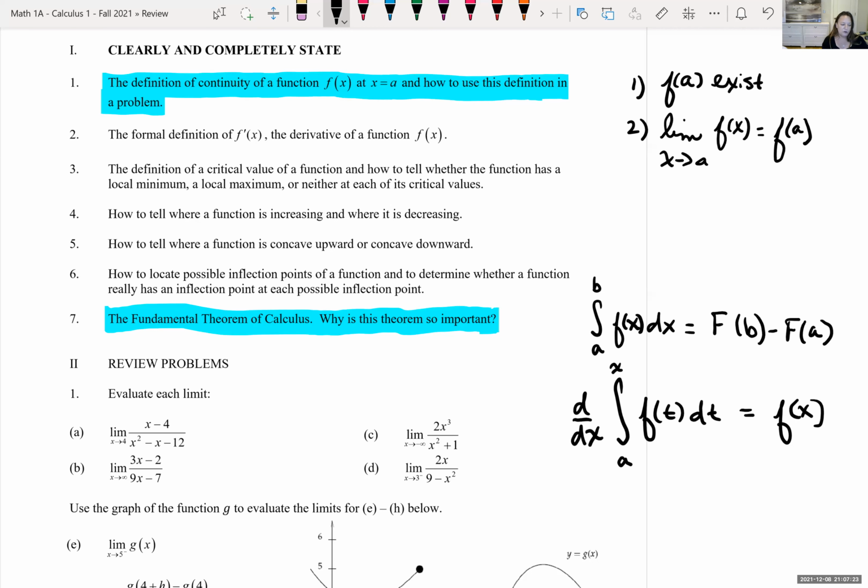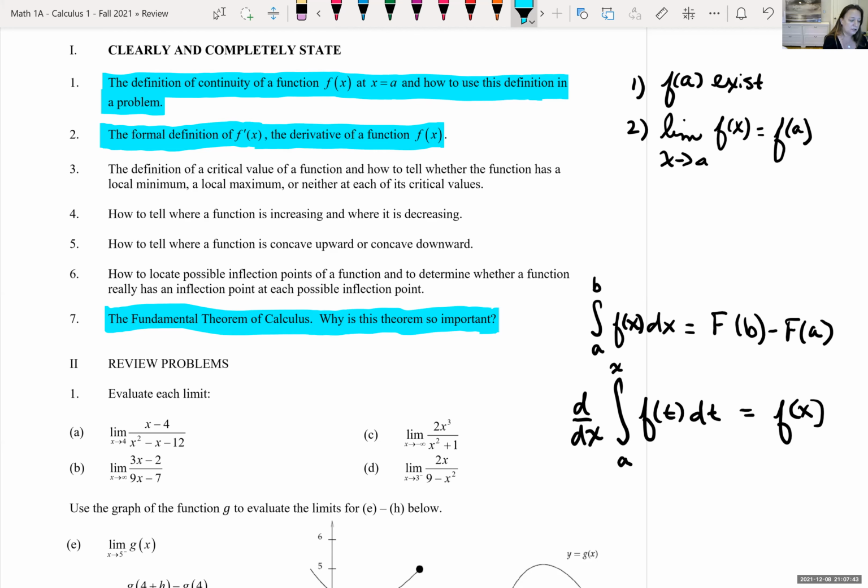Okay, so I just wanted to go through the other problems that we just skipped. I'm just going to discuss it really quickly, but you should be able to find the derivative using the formal definition of a derivative. So I might give you one problem and say you need to use the formal definition to find the derivative of that.